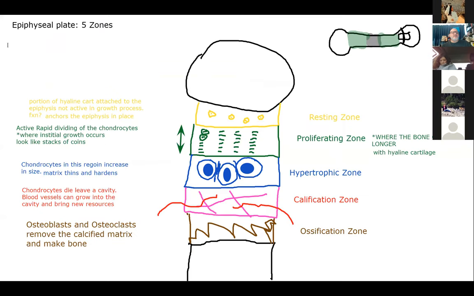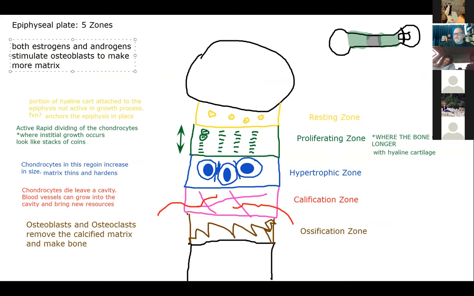All right. So as I mentioned, both estrogens and androgens stimulate the osteoblasts to make more matrix. We'll talk about that in a second. Well, that's a great question, and I'll answer that in a second. Let's go through this point first, though. Amanda, it's a great question, but let's go through this point first. So both estrogen and androgen stimulate the osteoblasts so that we make more matrix.